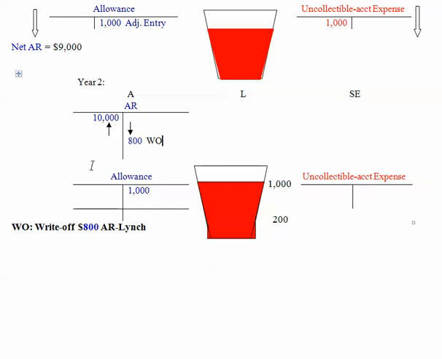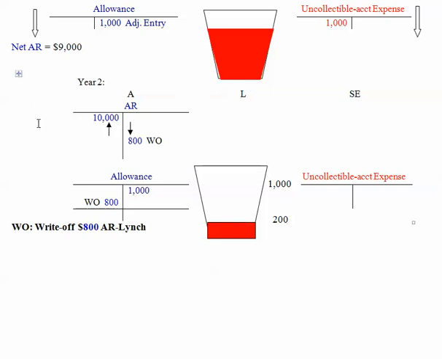So the other side to this entry is you're going to debit your allowance account. The effect of that is that you're going to empty, if you will, the bucket that you had used. In other words, you're making this less of a negative balance. So now we have 200 left in there.